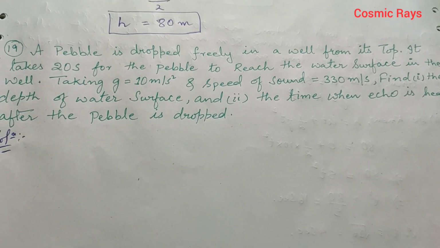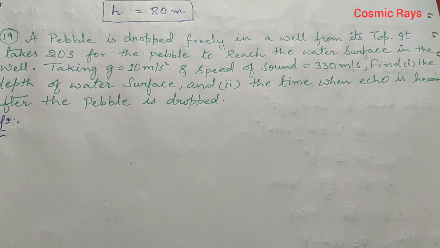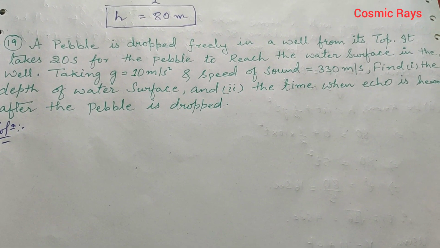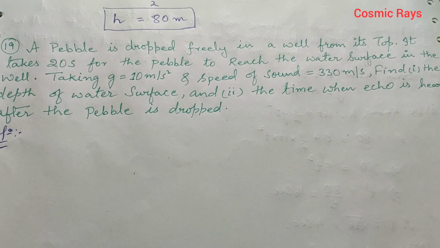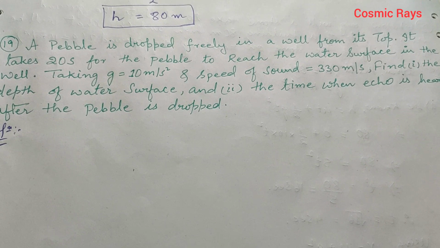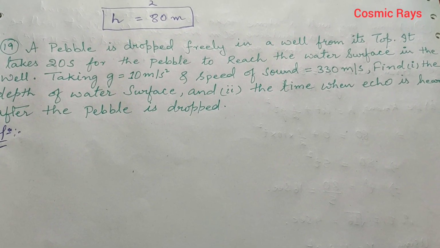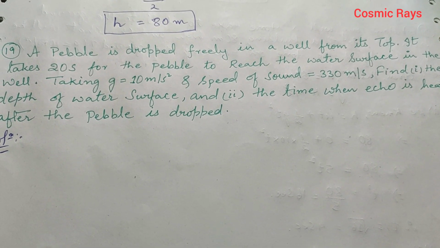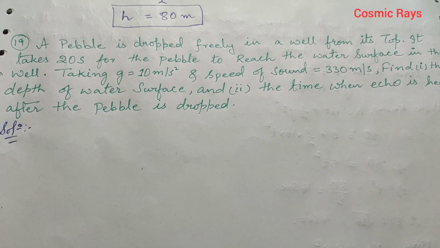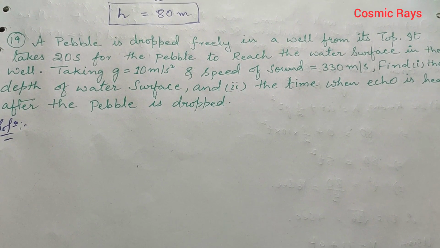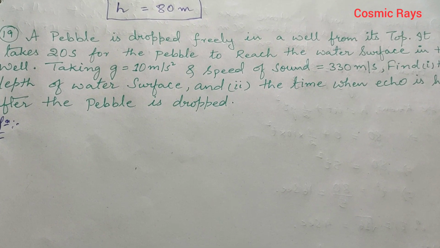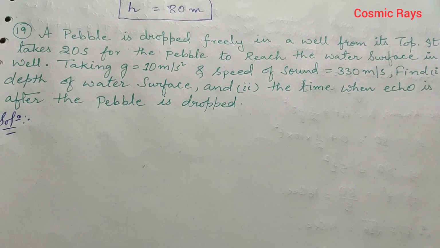Question number 19 says, a pebble is dropped freely in a well from its top. It takes 20 seconds for the pebble to reach the water surface in the well. Taking g equal to 10 meter per second square and speed of sound 330 meter per second, that is the speed of sound in air, find the depth of the water surface and the time when echo is heard after the pebble is dropped. So we write the given things first. So we have written the given things.